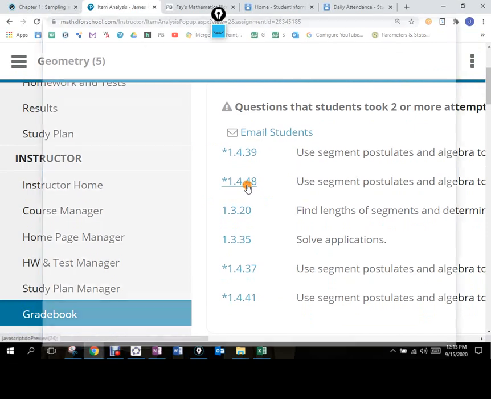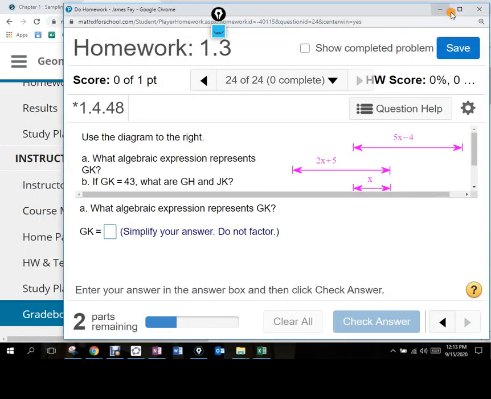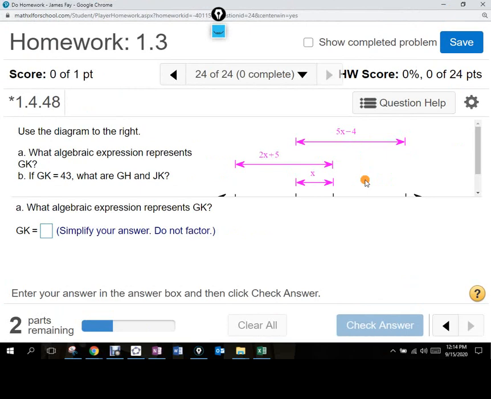All right, let's open up, I think we got one more. Yeah, it was this 48. All right, so I'm going to cut this one out and put it in a different program as well.